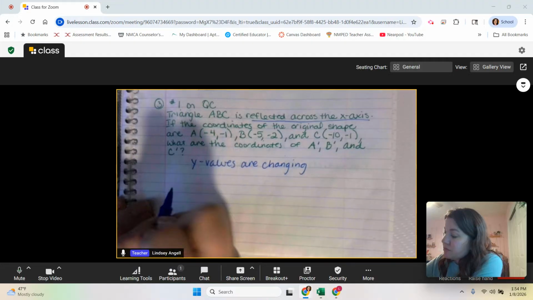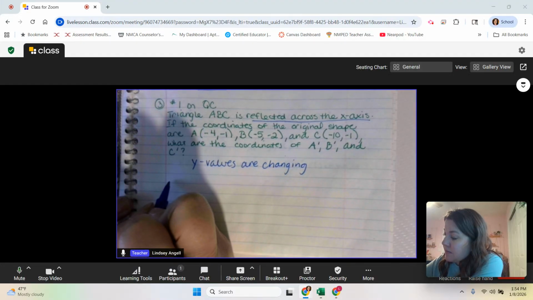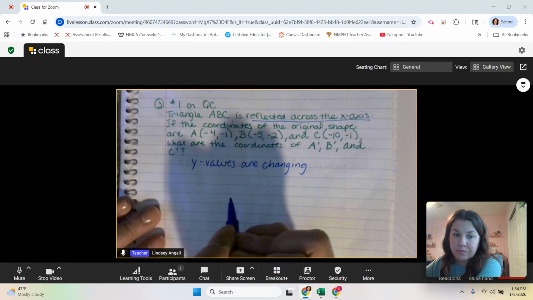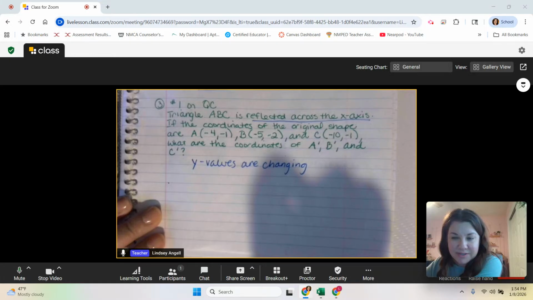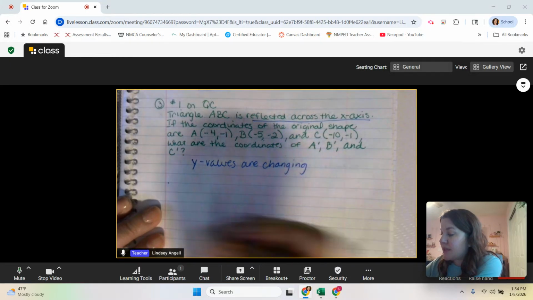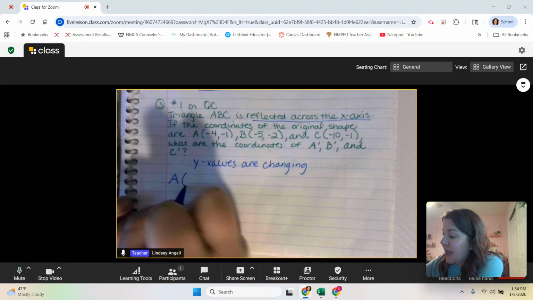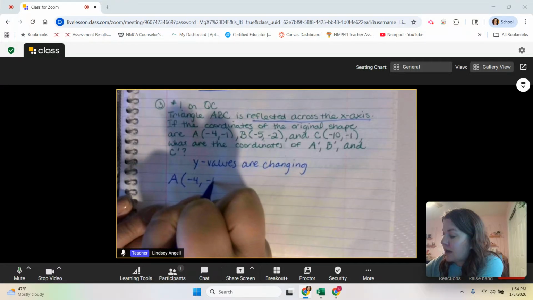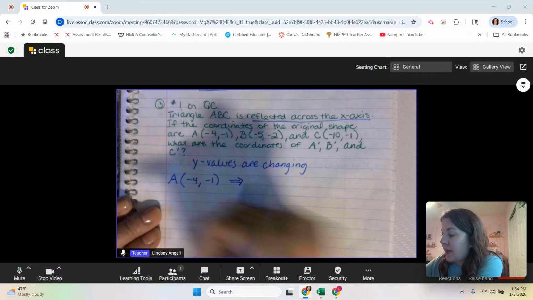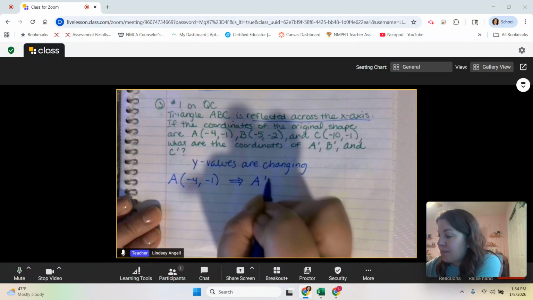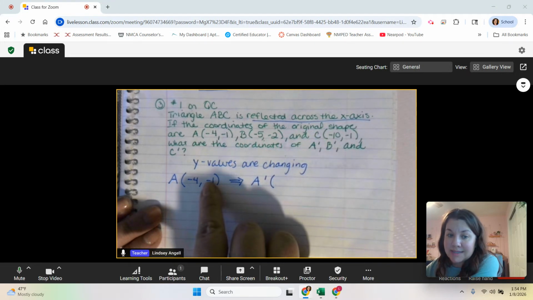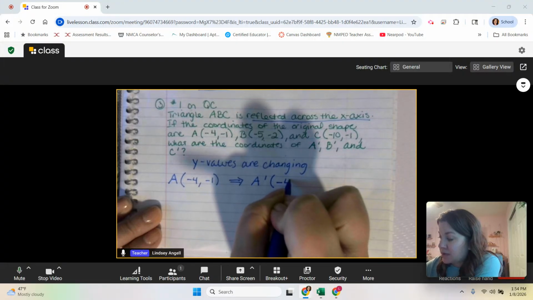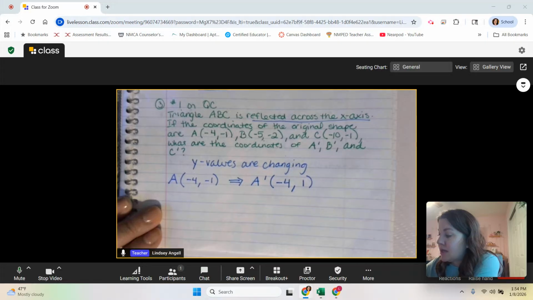So we could list, let's see, I'm trying to think how I could. I was trying to think of some fancy organization I could do real quick, but that's okay. If we have A, and we have (-4, -1), after the reflection, for A prime, we went across the x-axis, so my y value is changing from negative to positive. My x value stays the same, but my y value is now +1.